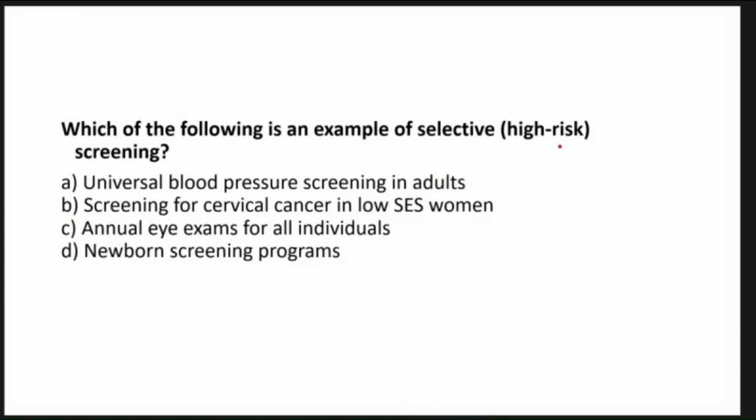Which of the following is an example of selective or high risk screening? The options include universal blood pressure screening in adults, screening for cervical cancer in low socioeconomic status women, annual eye examination for all individuals, and newborn screening program. So the answer would be screening for cervical cancer in low socioeconomic status women.